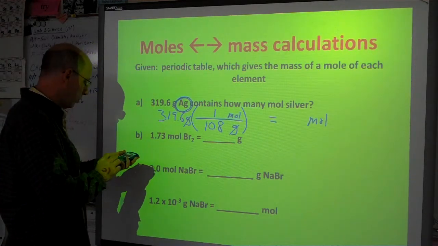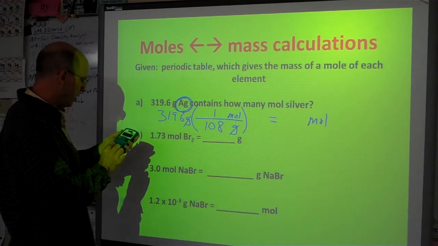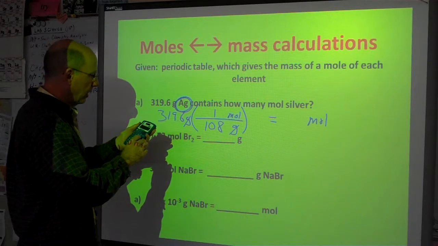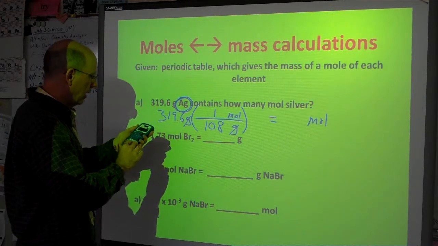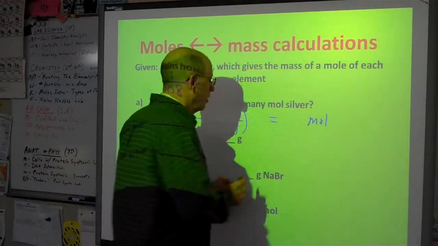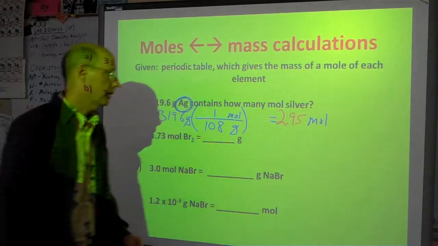All right, so we turn it on and hit clear. It's 319.6 times 1, if you want to multiply by 1, and then divided by 108. The answer is 2.95 moles. That's our answer.